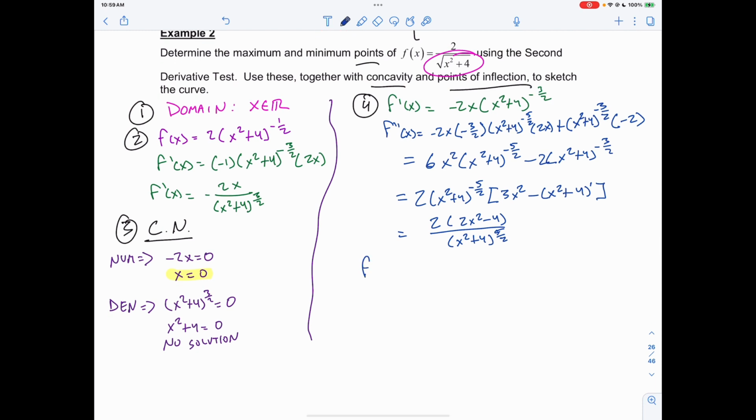or the second derivative is equal to 4x squared minus 2 all over x squared plus 4 to the power of 5 over 2.